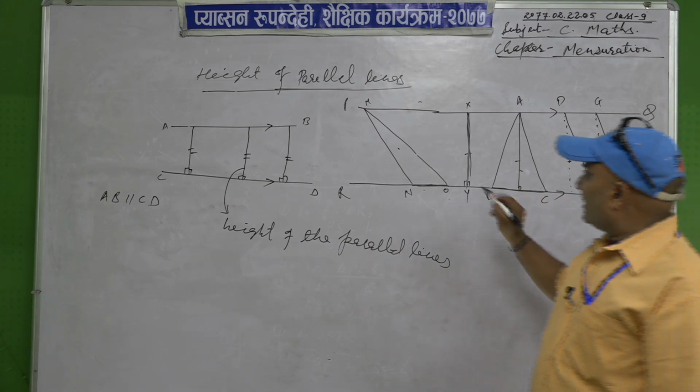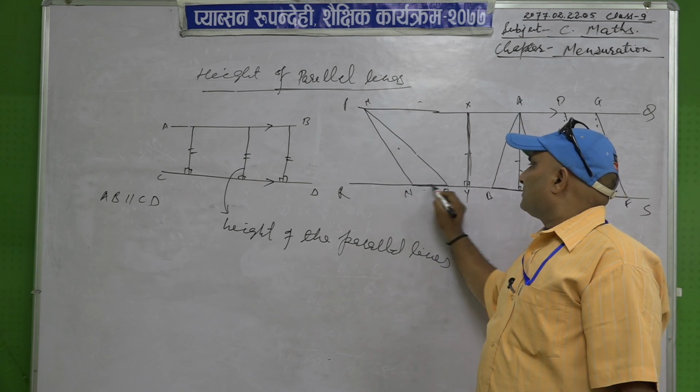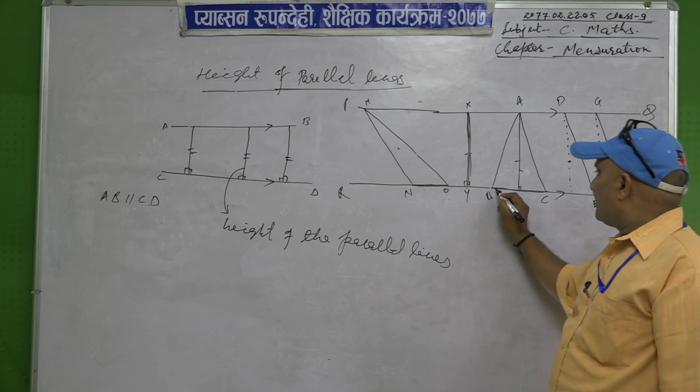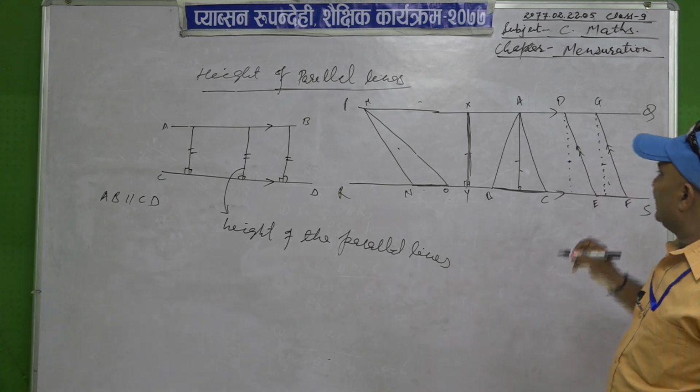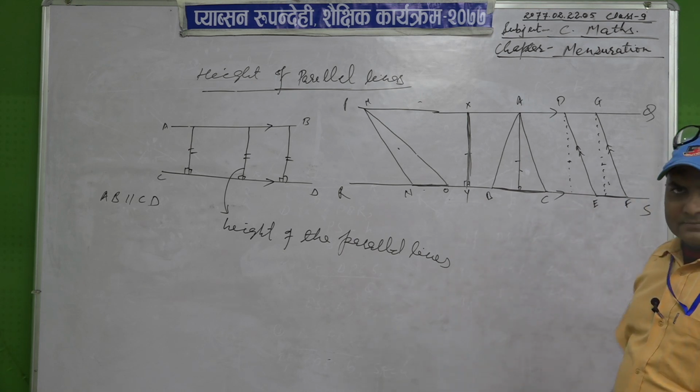Again, if this is the height, then the base of this triangle is NO. If this is the height, then the base of this triangle is BC. If this is the height, then the base of the parallelogram is EF.